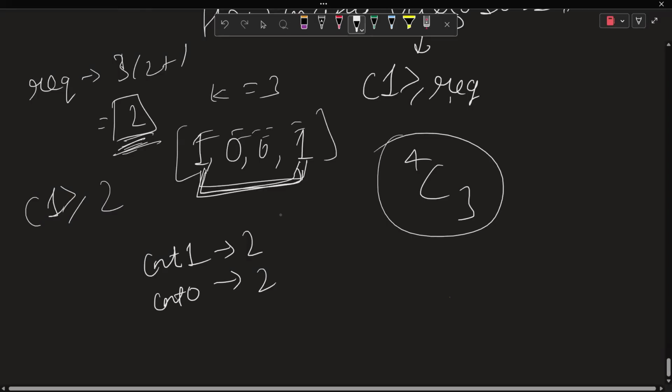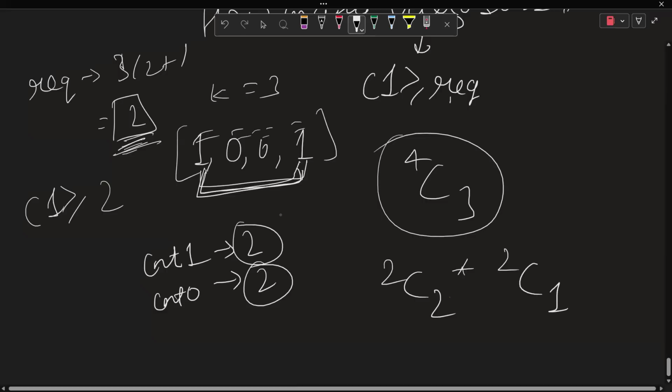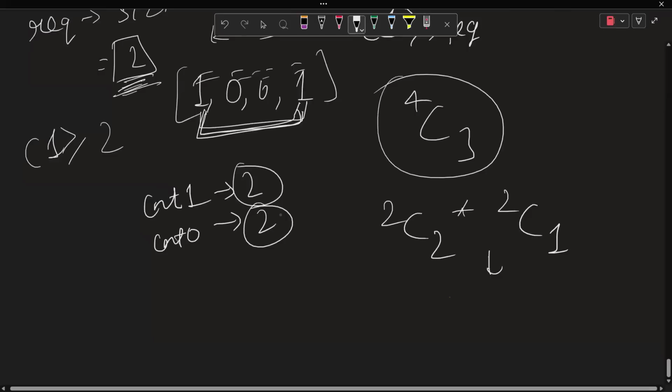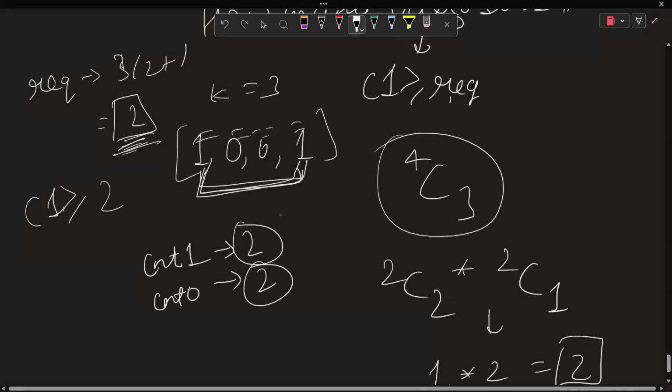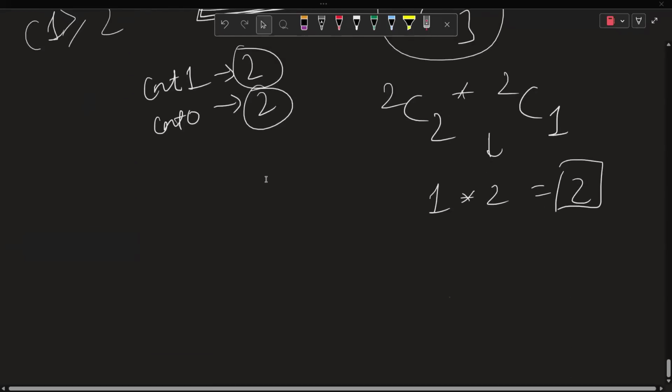So if we have two ones, let's suppose, then among these two ones, we need to select both of them. So 2C2, and among the remaining zeros, we need a total length of 3 basically. So among the remaining two, we would have to select one element. So our answer would be 2C2 into 2C1, which is 1 into 2, which is 2. So that's what we were getting. Like for this example, if you can understand, we would generalize it for any general case to get our formula. So how can we generalize it?